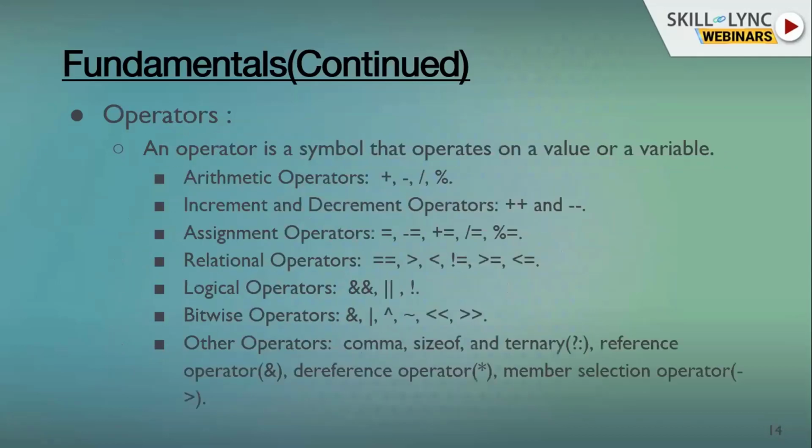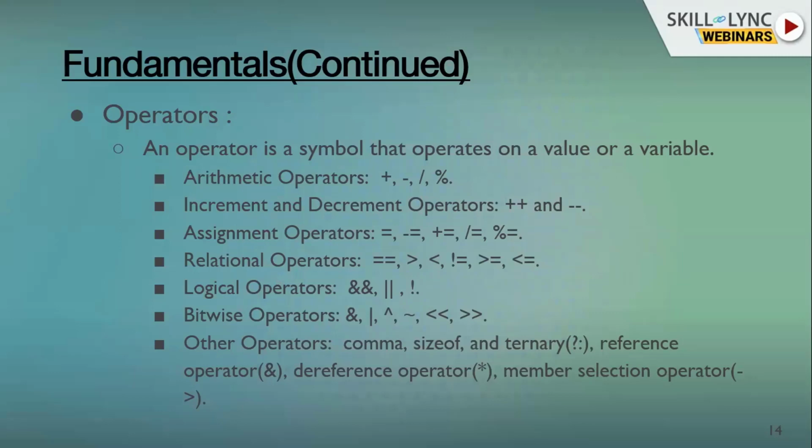Okay, now we talk about operators. C programming supports various types of operators. An operator is nothing but a symbol that operates on a value or variable. Those are the operands, you could say. If you talk about arithmetic operators, those are addition, subtraction, division, modulo. And if you want increment or decrement, there are increment and decrement operators, which are also post and pre operators.